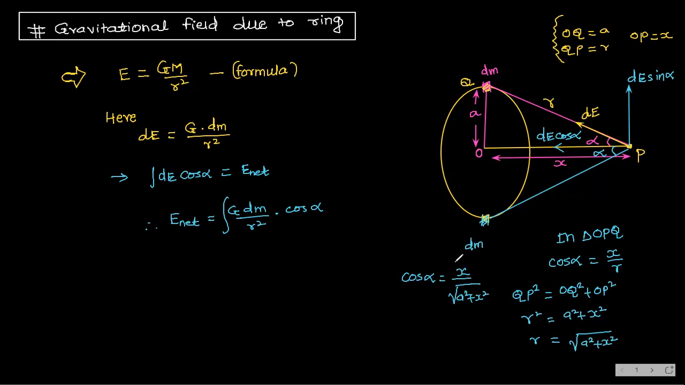Okay. Now here E net is equal to, let's substitute all the values and see what we get. So what I am substituting, see, r square also I am substituting.